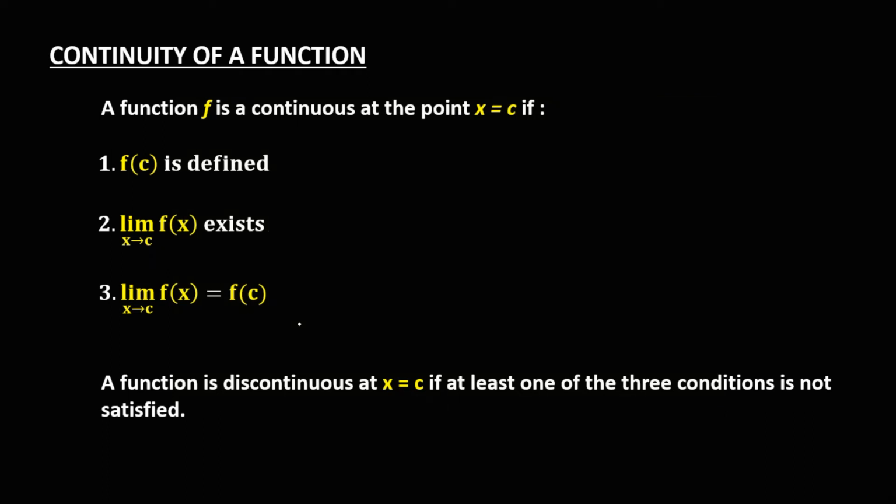So a function is continuous at point x equals c if f of c is defined, the limit of f of x as x approaches c exists, and the last one, the limit of f of x as x approaches c equals f of c. So take note that a function is discontinuous at x equals c if at least one of the three conditions is not satisfied.